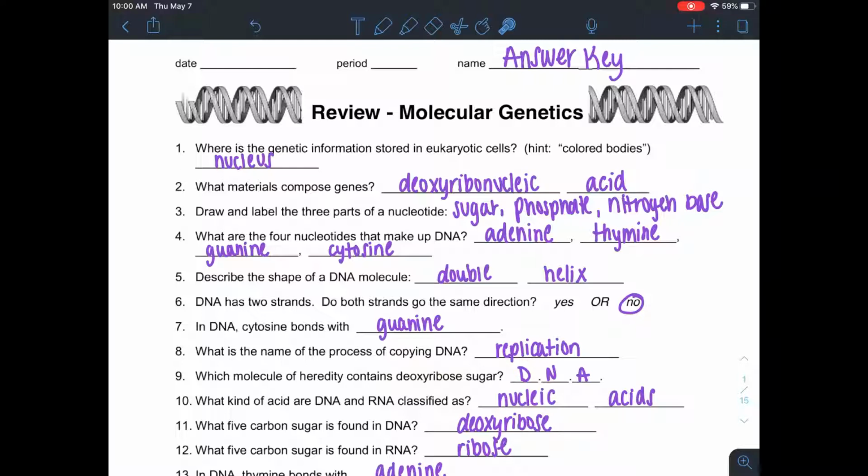For number 10, what kind of acids are DNA and RNA classified as? They are both nucleic acids. That's why they both end in NA. For number 11, what 5-carbon sugar is found in DNA? We just said it: deoxyribose. The sugar that is found in RNA is ribose. That's one of those big differences between the two that we've talked about a few times.